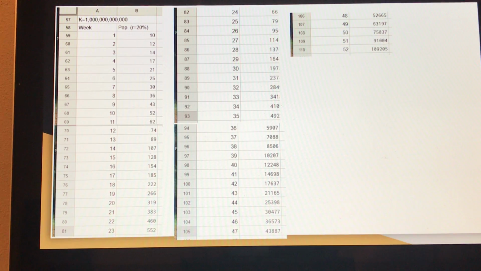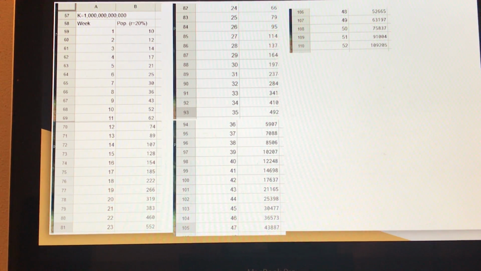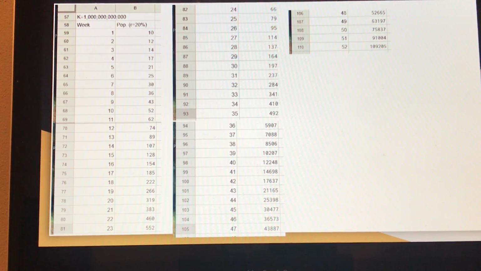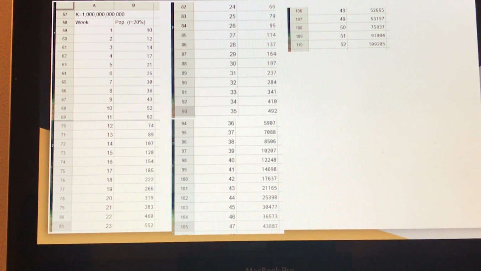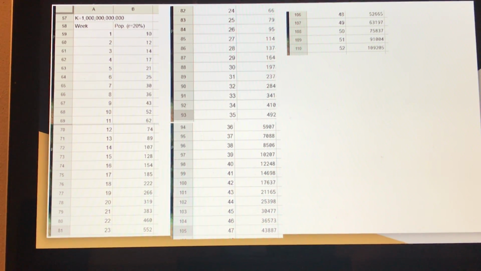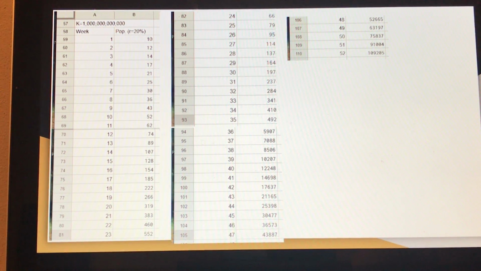As you can see from Sheets, when we increase the carrying capacity of the pond to 1 trillion, the number of additional snails does not even come close to reaching the carrying capacity by week 52. As you can see, on week 52, the number of additional snails is just over 100,000.